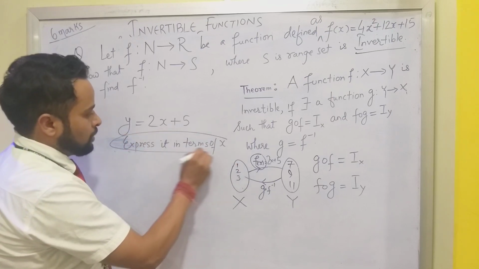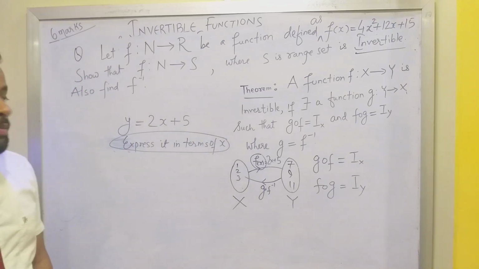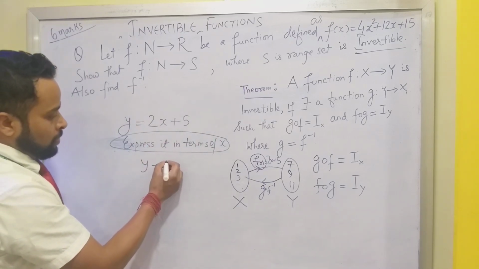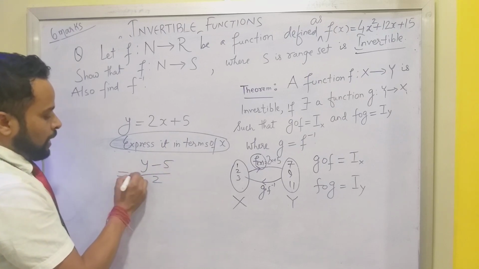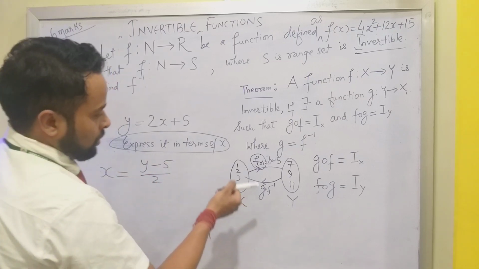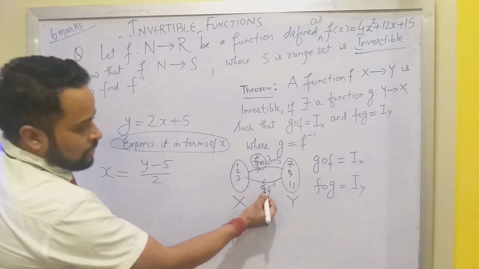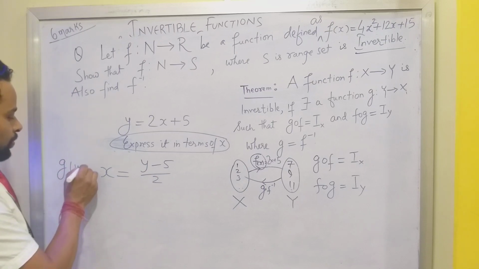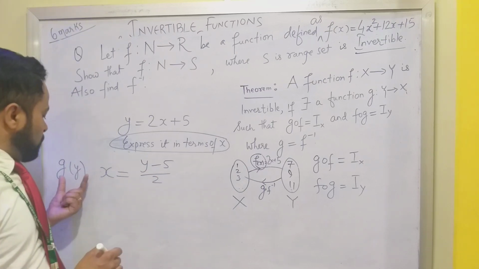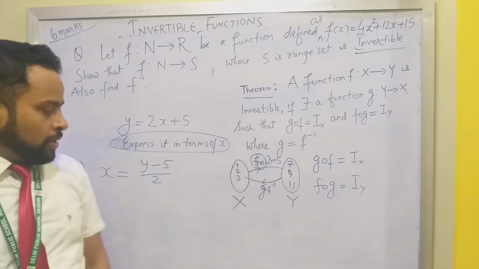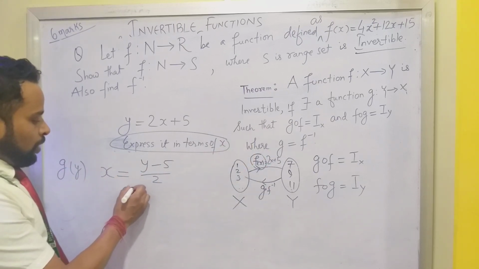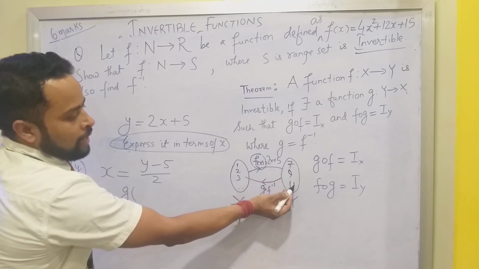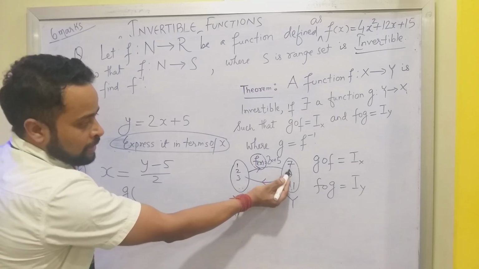Remember this, this is the step. Express it in terms of x. So when I express this equation in terms of x, it is x equals (y minus 5) by 2, and x is nothing but g of y. I need to check whether this g of y is f inverse or not. The domain set of y is 7, 9 and 11. That means function g has a domain set 7, 9, 11.